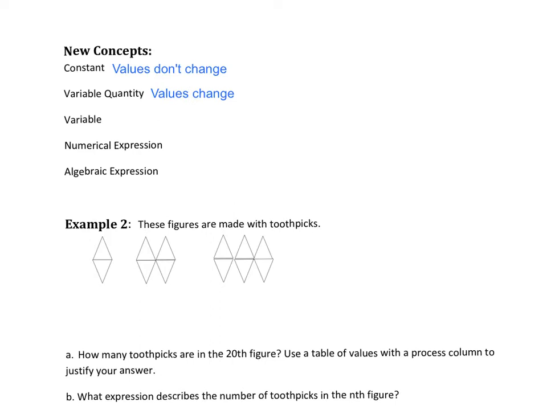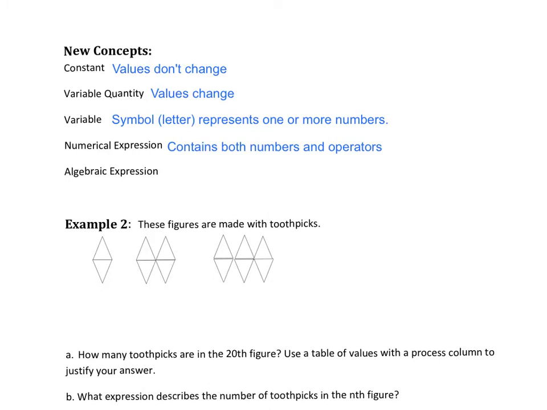And so for variable, what we're going to do is we're going to talk about it being a symbol and usually represented by a letter. And the variable represents one or more numbers. All right, let's talk about numerical expression. It contains both numbers and operators. And let's kind of stop right there and talk about the word, what would operators mean to you at this point?